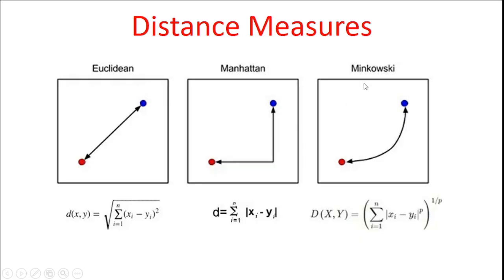But Minkowski can behave like Euclidean as well as Manhattan. So in other words, we can call it a flexible distance. It is a flexible distance. In short, we can call Euclidean distance a straight line distance, Manhattan a grid path, and Minkowski a flexible distance.